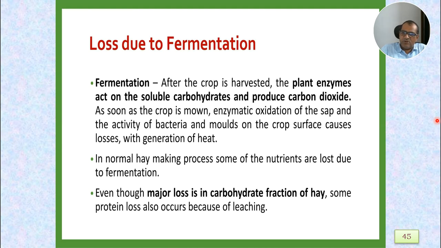As soon as the crop is mown, the enzymatic degradation or oxidation of the sap and the activity of the bacteria and molds on the crop surface cause many losses. In the normal hay making process, some of the nutrients are lost due to fermentation itself. Hence, the major loss is always carbohydrate fermentation. Sometimes a few of the proteins are also lost during leaching.